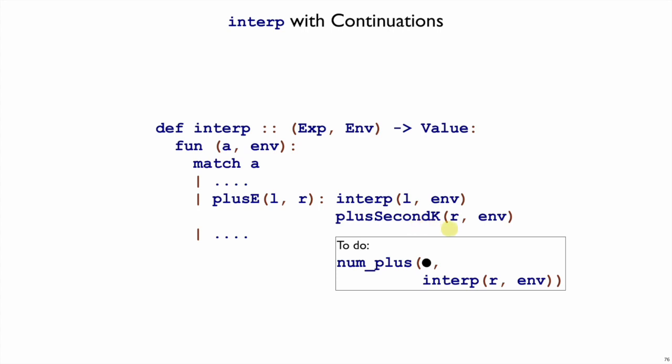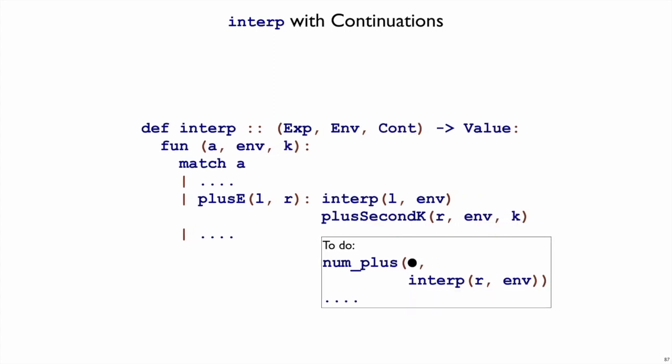But there's a piece missing in this continuation. Plus second k actually takes three parts: the right-hand side expression and its environment, and the rest of the continuation. That is, once we perform this addition, where do we deliver the result? What do we have to do after that? So to get to the right argument here, we need it to be passed into interp. Interp is going to take three arguments: an expression, an environment, where that expression is interpreted, and a continuation, which is how do you continue after this interp would be done.